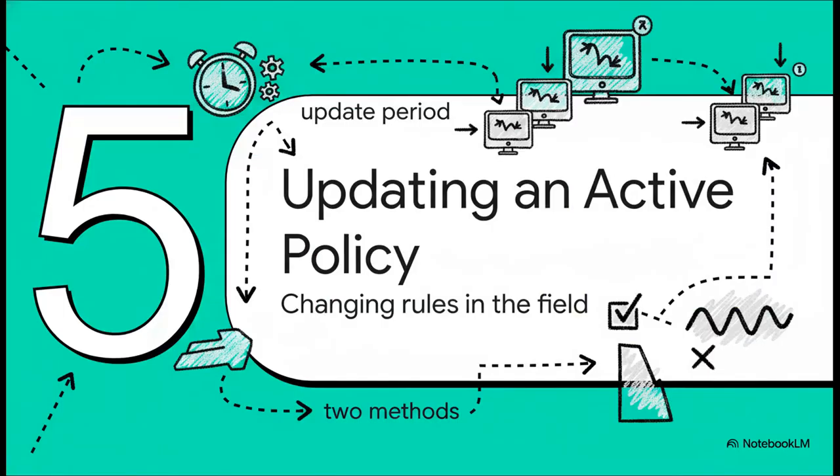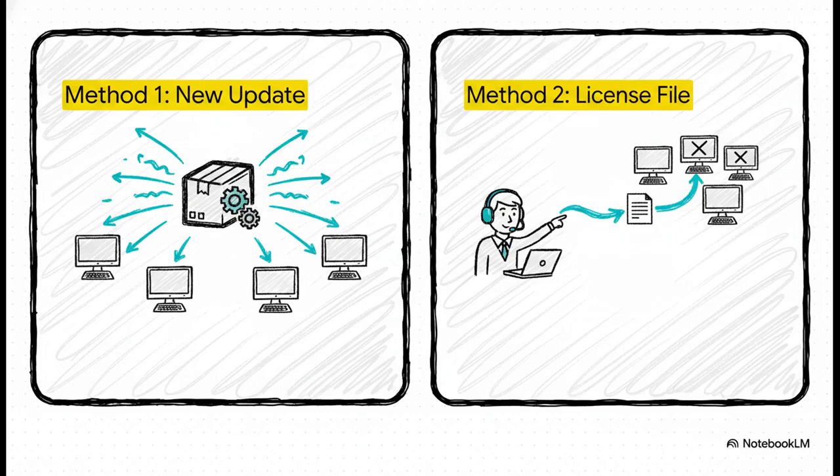Okay, but what happens when things change? Let's say you need to adjust a policy that's already out there in the wild, on your customers' machines. Maybe you want to extend their update period as a promotion. Well, you've got two ways to handle this. The first method is pretty straightforward. You just embed the new policy change right into your next software update.